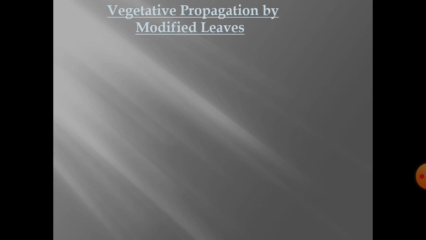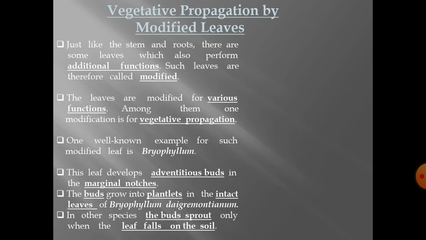Bryophyllum develops adventitious buds in its leaf notches. These buds grow into plantlets in the intact leaves of the species Bryophyllum daigremontianum. In other species, the buds sprout only when the leaf falls on the soil. This is the point-wise summary of what I expressed. To sum up, now we move on to the illustrations.